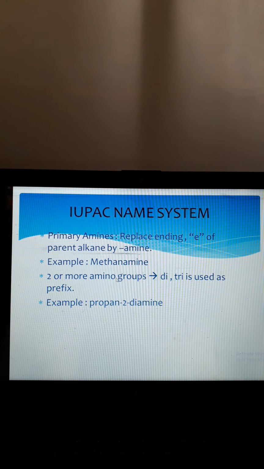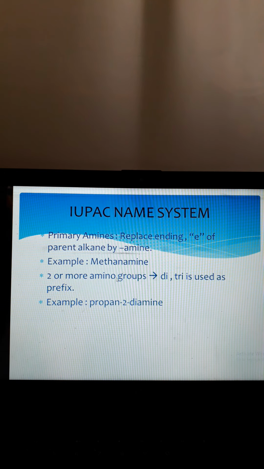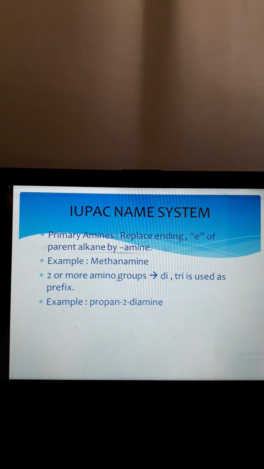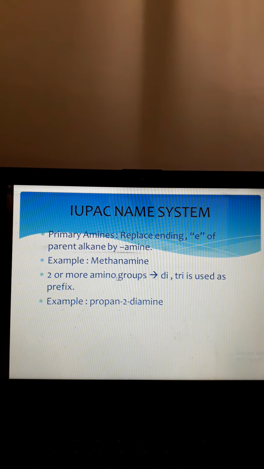If two or more amino groups are present, then again in a similar way, as we have seen in the common name, here we can use di, tri as prefix. Here the example is propane diamine. There are two amino groups, and therefore di is given. That means we can understand that two amino groups are attached, therefore propane diamine.